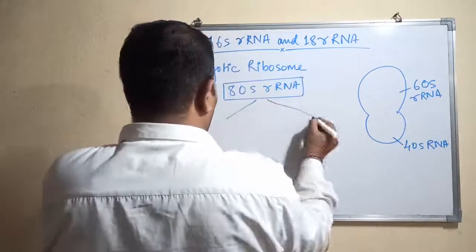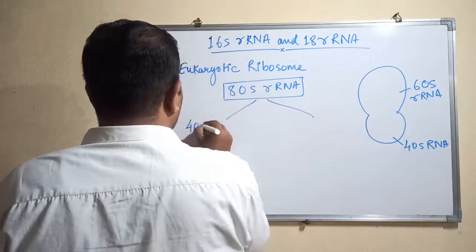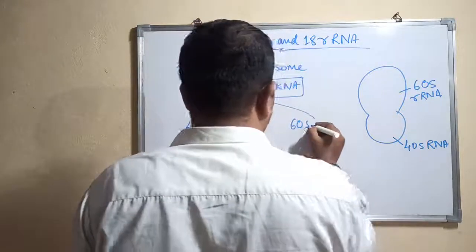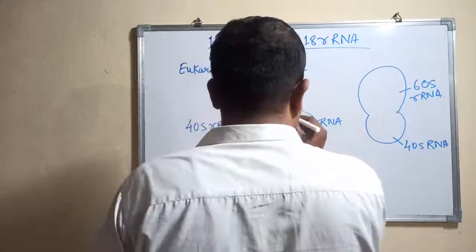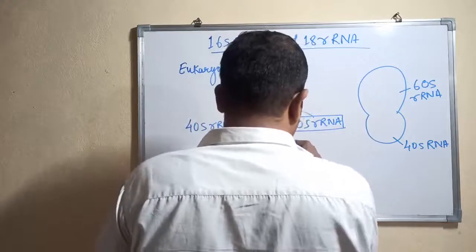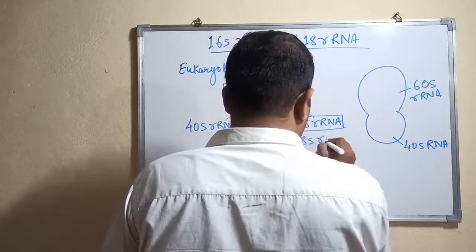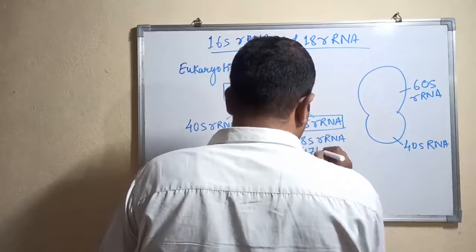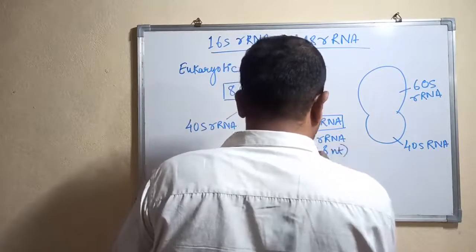It is divided into two parts. First, there is the 40S, the smaller subunit, and then there is the 60S. Now let's see how the 60S is divided. The 60S is first of all divided into 28S rRNA. The 28S rRNA has 4718 RNA nucleotides in it.